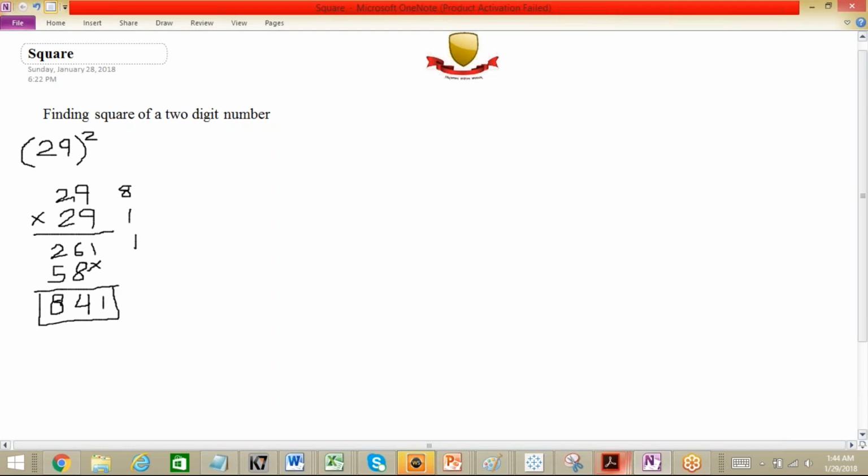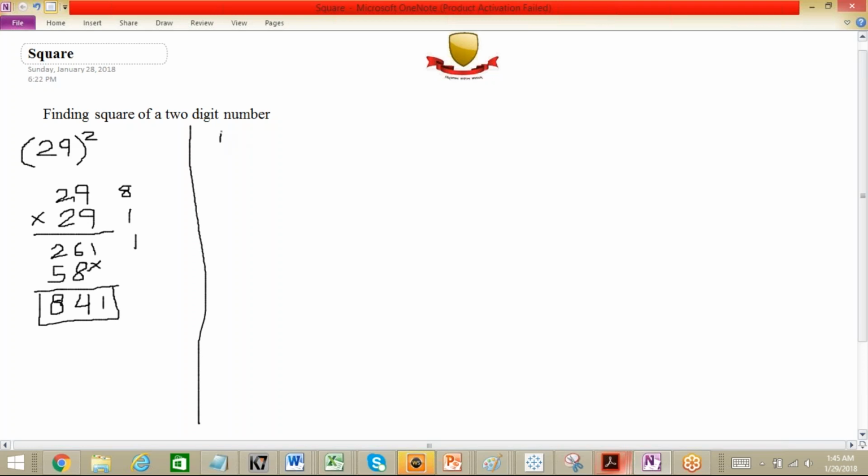That is the square of 29. You can see that it is taking a larger time, so I have to reduce the time so that I can perform the square of any two-digit number in a speedy way in our competitive examinations. Let me take a few examples, and it will be easy for you to understand with those examples.